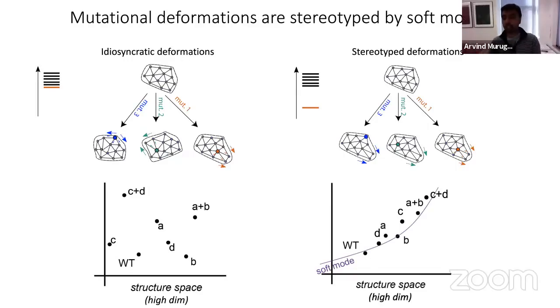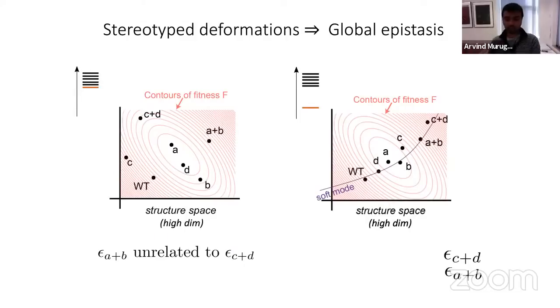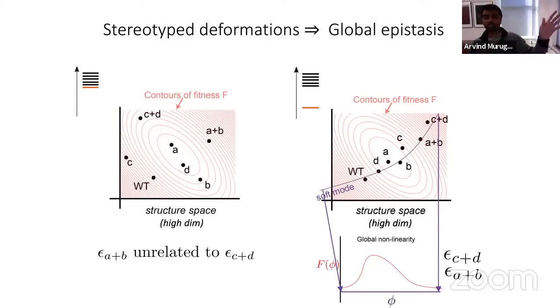What you really care about is some function. Here, the animations went wrong, but think about any function you want, let's say some catalytic efficiency, and you plot contours of that function in this high dimensional structure space. What you can see if you stare at this for a bit is that on the left-hand side, epistasis for A, B and C, D are logically independent. They're coming from completely different parts of this function space, a structure space. On the right-hand side, epistasis A, B and C, D can still be strong, can still be unequal, but they're emerging for one underlying reason, namely how the fitness function behaves along the soft mode because of one global nonlinearity. And hence you can show that things are much simpler than you expected.